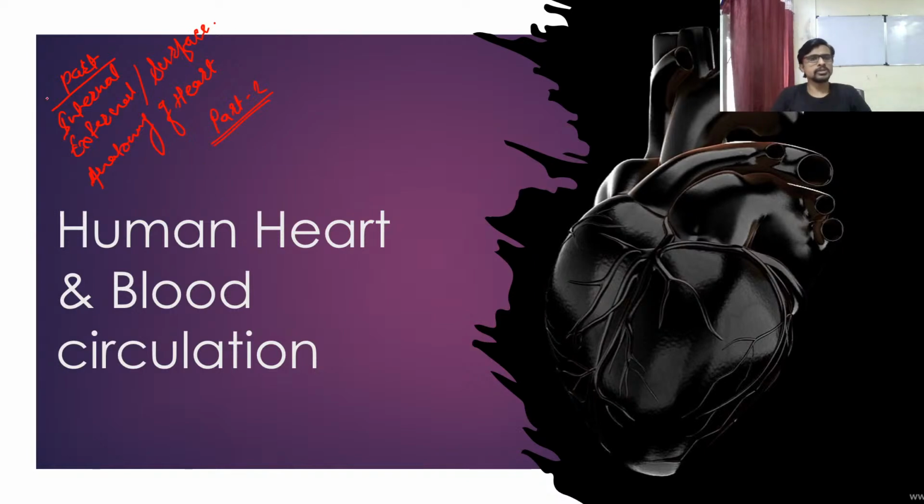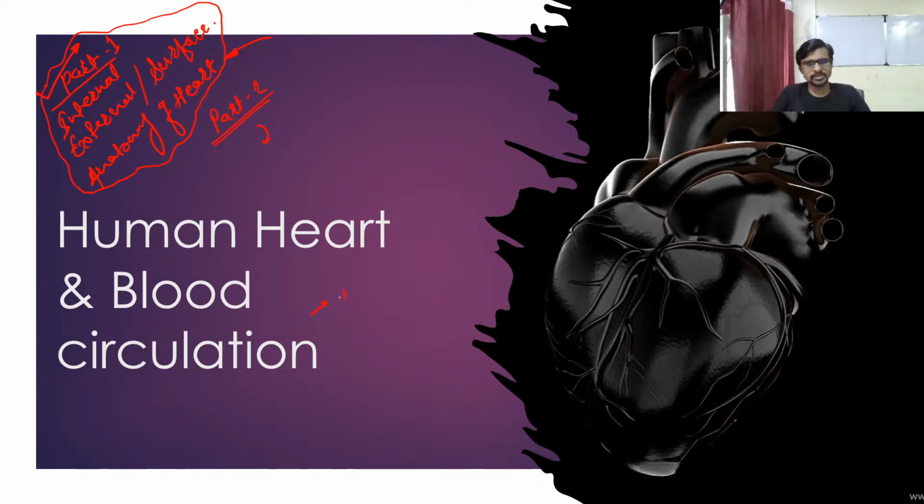Okay, in part 1 we already discussed this type of thing. If you do not have the knowledge, or if you require a revision for this part, it is necessary to see your first part. If you have not studied the internal and external anatomy, I recommend you first see part 1, and then start with part 2. Okay, so this is part 2, human heart and blood circulation.